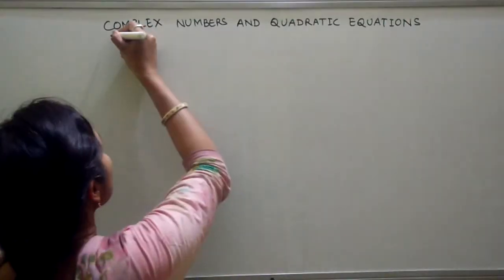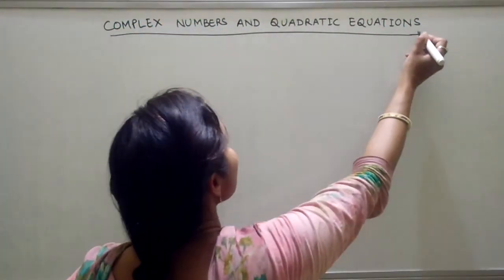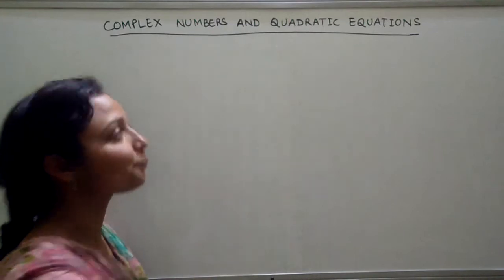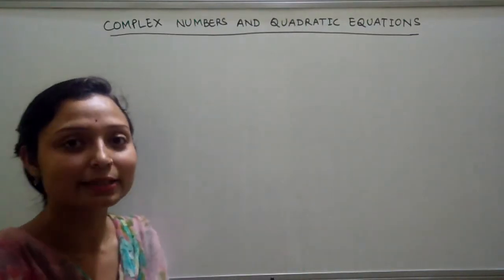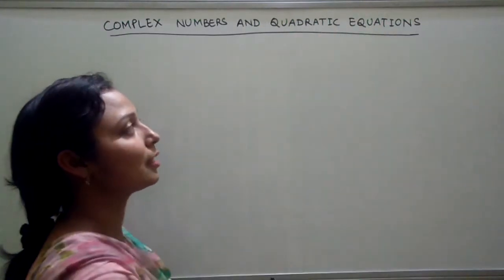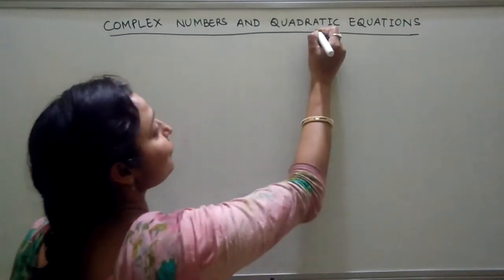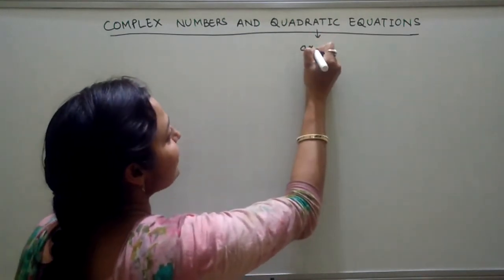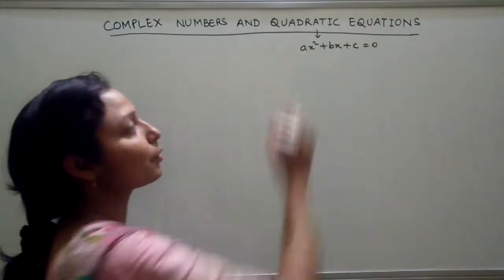Complex number is a new word for all of you, but the quadratic equation is not new. You have already studied this quadratic equation in class 10th. What is said to be a quadratic equation? If the equation is in the form of ax square plus bx plus c equals 0, that is said to be quadratic.